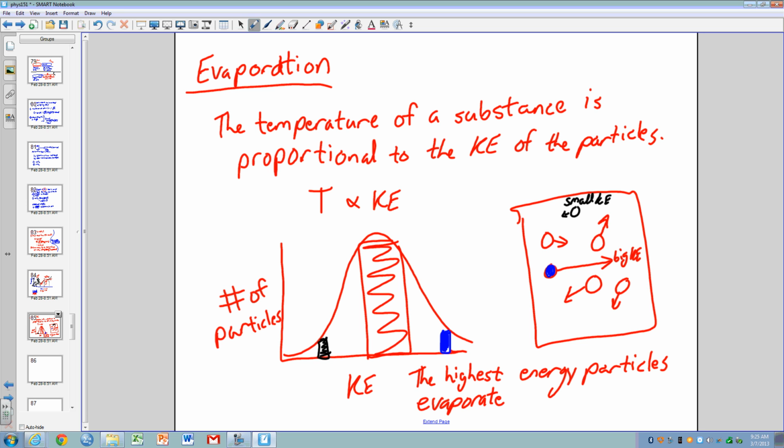And because they're the highest energy particles, they take away a lot of energy. So I'm going to write that as a parenthetical. Mainly, the highest energy particles evaporate, and they take away that energy. Their kinetic energy, because they're moving really fast, they take away that energy from the liquid. All right?